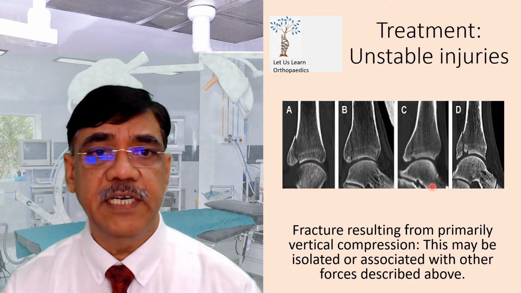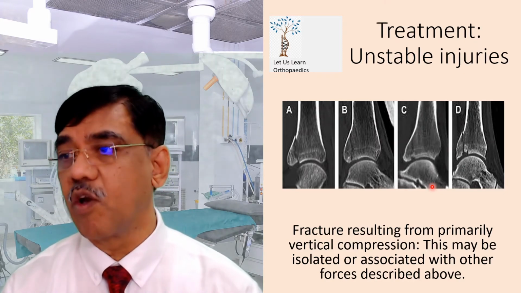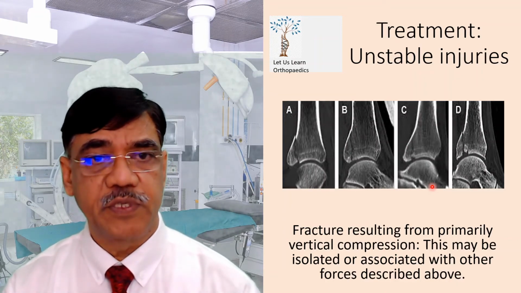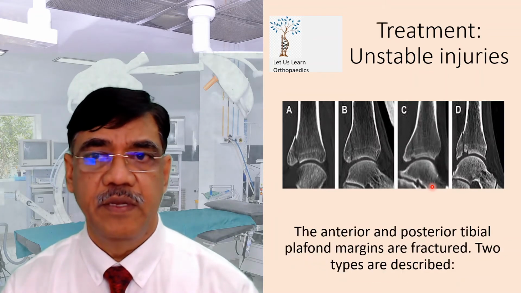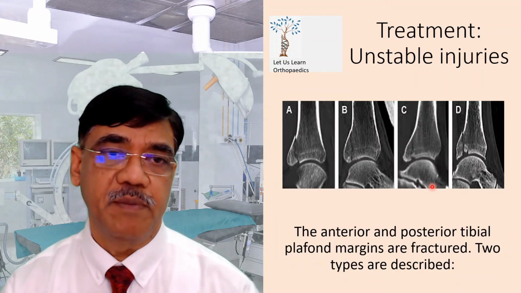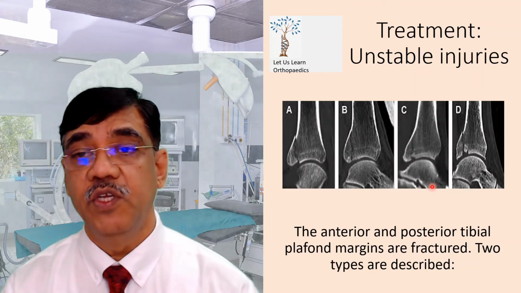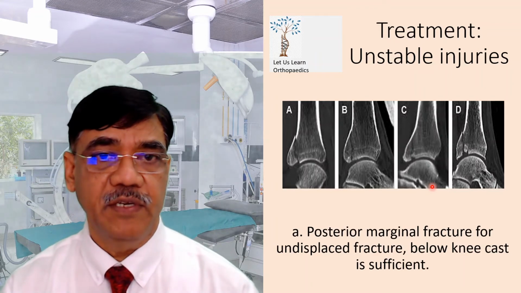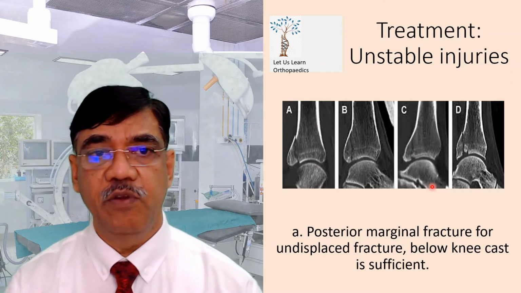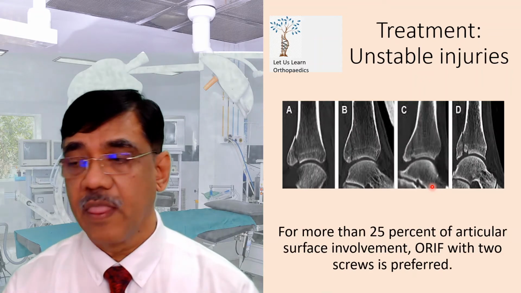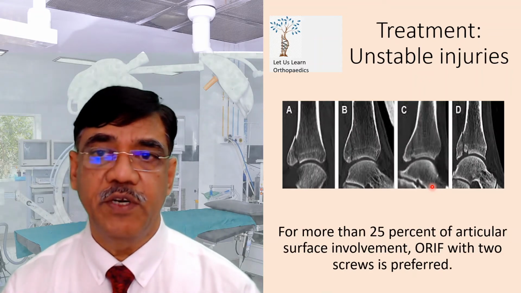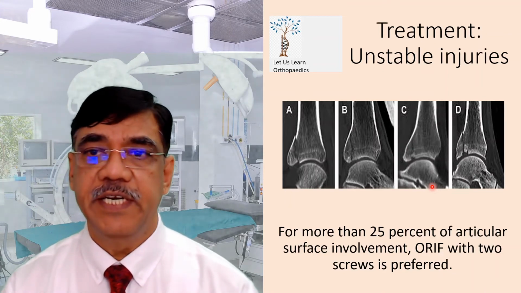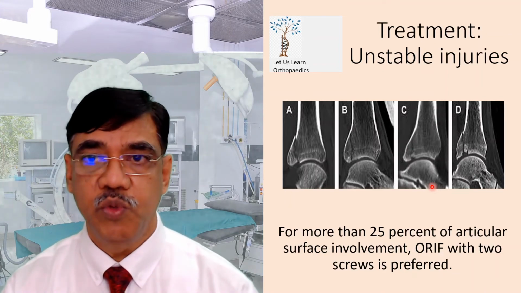Then fracture resulting from primarily the vertical compression. Now this may be isolated or associated with other forces described above. The anterior and posterior tibial plafond margins are fractured. Two types are described. One, posterior marginal fracture. For the undisplaced fractures, below knee cast is sufficient. For more than 25% of the articular surface involvement, usually open reduction and internal fixation with two screws is preferred.